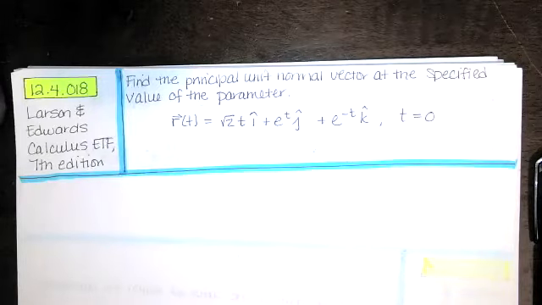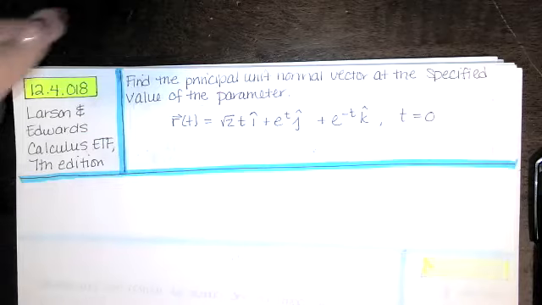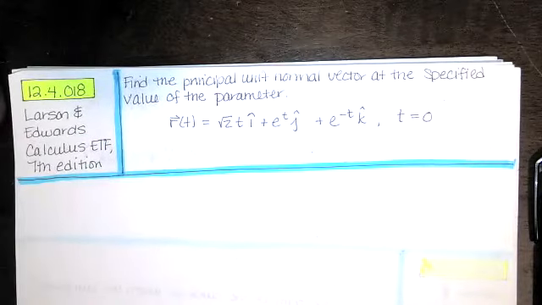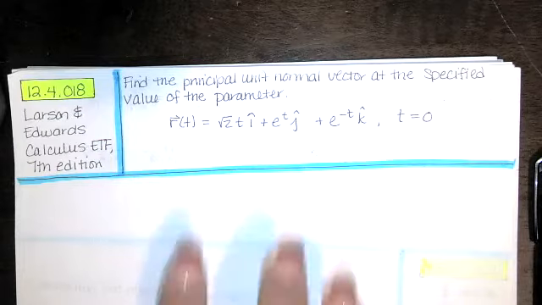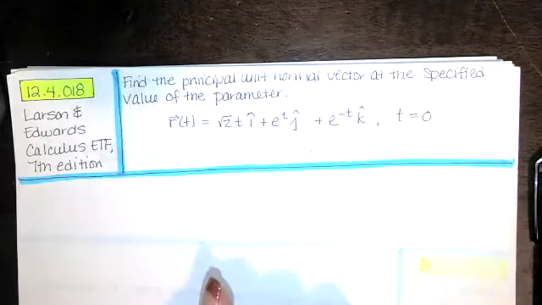In this video, we solve problem 12.4.018 from the Larson and Edwards Calculus Early Transcendental Functions text, 7th edition. We're asked to find the principal unit normal vector at the specified value of the parameter. And we're given this vector valued function r of t.